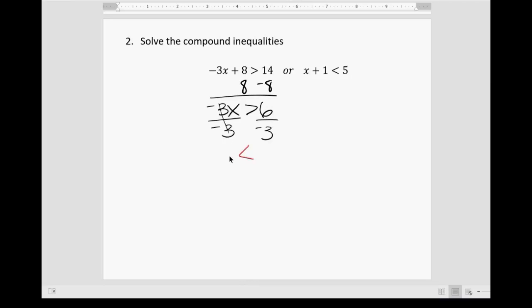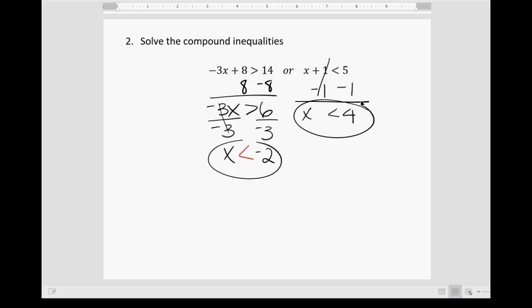So on the left, the negative 3's cancel out, and I have x is less than, now, 6 divided by negative 3 is negative 2. So that's half of my solution. Now let me look at the next one. I have x plus 1 is less than 5. So I'm going to start solving for x by subtracting 1 on both sides. Oh, not 4, 1. And this one's pretty simple. I have x is less than 5 minus 1 is 4. So these are my inequalities that make my solution. And so it's an OR compound inequality.